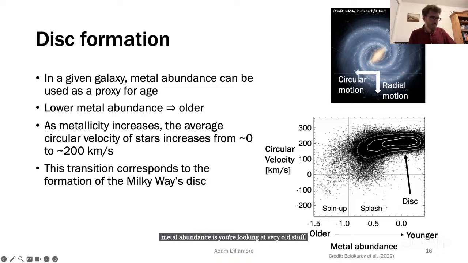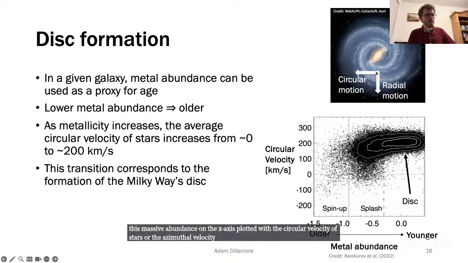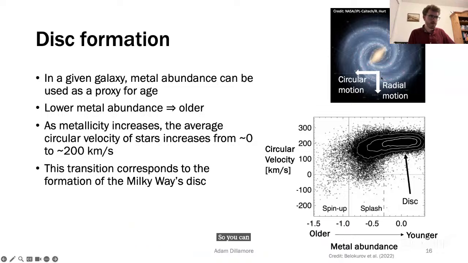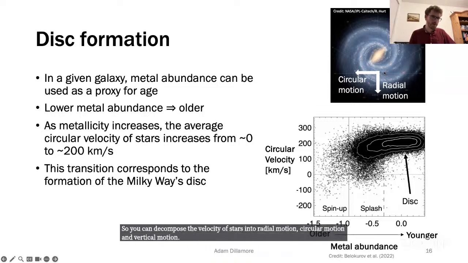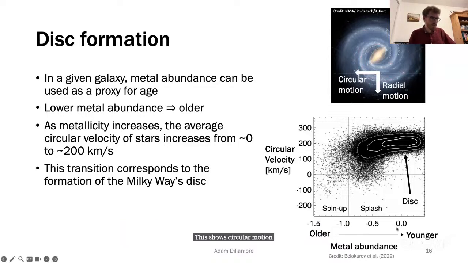Now this figure here shows this metal abundance on the x-axis plotted with the circular velocity of stars, or the azimuthal velocity. Now that's the component of the velocity that points around the galaxy. So you can decompose the velocity of stars into radial motion, circular motion, and vertical motion. So the vertical motion would be up and down, above and below the plane. This shows circular motion versus metal abundance.